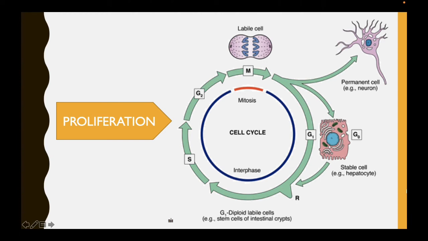The next type of cellular adaptation that I'll be talking about is proliferation. So the three types of cells to focus on are labile cells, permanent cells, and stable cells. So labile cells are in fact very short-lived cells but have the potential to rapidly divide. And these cells can typically be seen in the mucous membranes of the gastrointestinal and respiratory tracts, the skin, and the hematopoietic tissue.